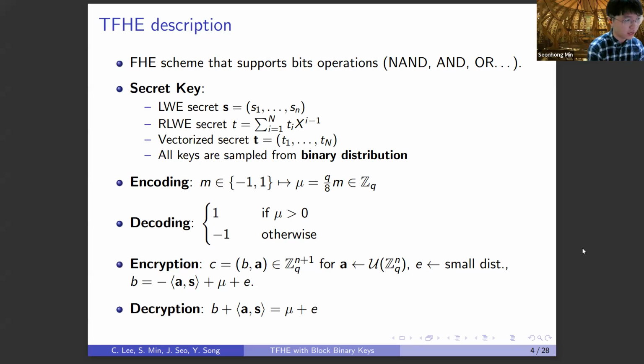Also for encoding, if you have a bit -1 or 1, then you can encode it as follows: Q over 8. And to decode that encoding, you just check if it is bigger than 0 or not. For the encryption, you firstly sample A from a uniform distribution and E from some kind of small noise distribution, and then you set B equals minus the inner product of A and S plus mu plus E, where mu is an encoding of a single bit. Then the encryption of the encoding is given as C equals (B, A). To decrypt that ciphertext, you simply compute B plus the inner product of A and S.